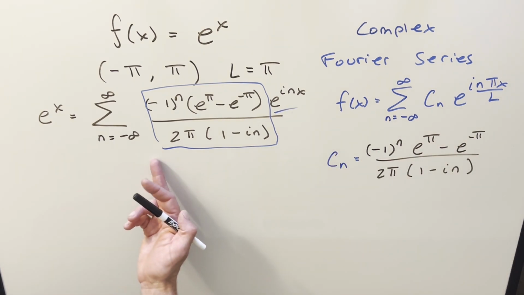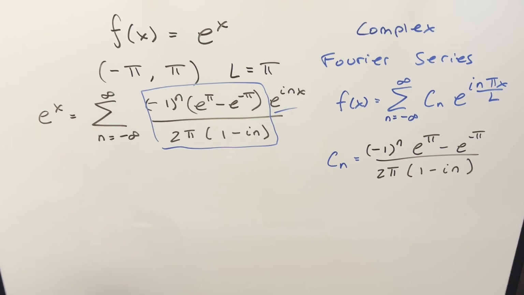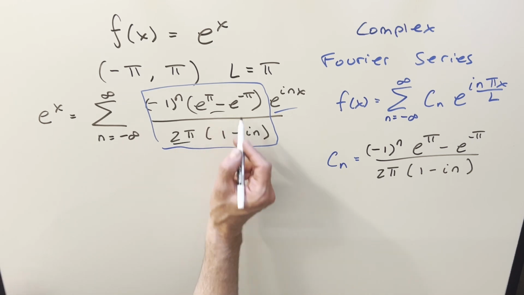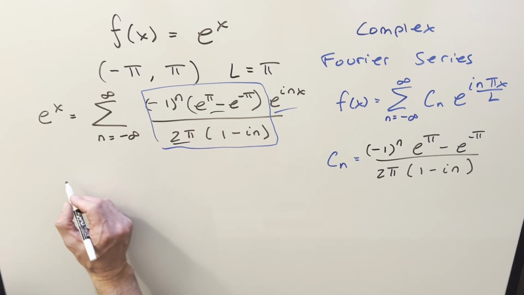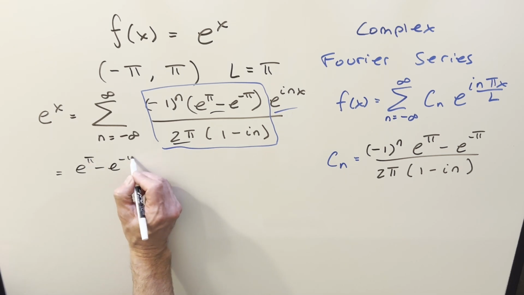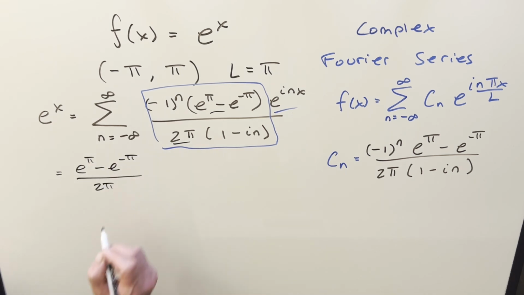Now from here, maybe technically you could leave it, but let's try to get it to look like what we had from the previous video, where we had it all real. Also, we have some constants inside the sum here. So I can factor that stuff out front, so we can have this as e to the pi minus e to the minus pi over 2 pi.